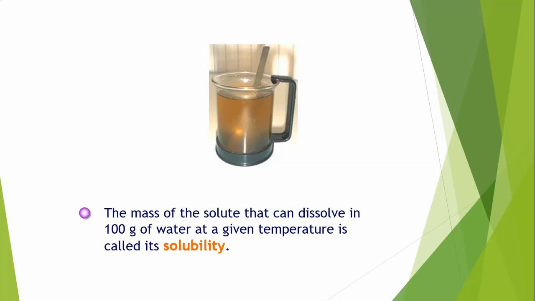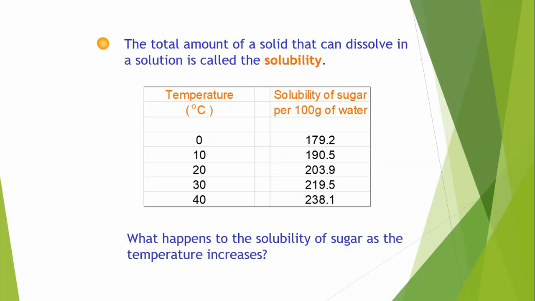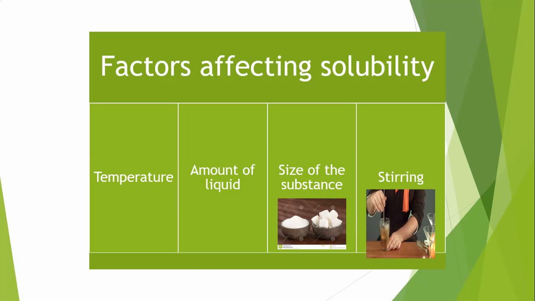You should write in the definition at a given temperature, because if the temperature changes, the solubility will change. As you see here, when the temperature increases, the amount of sugar, the amount of solute that is able to dissolve in the solvent increases too. What are the factors affecting solubility? You have four factors: temperature, amount of liquid, size of the substance, and stirring. All those factors will increase the solubility.